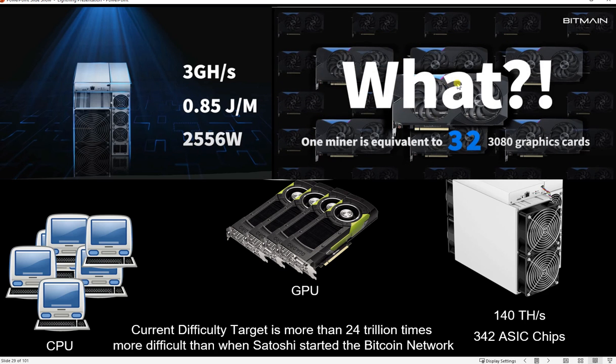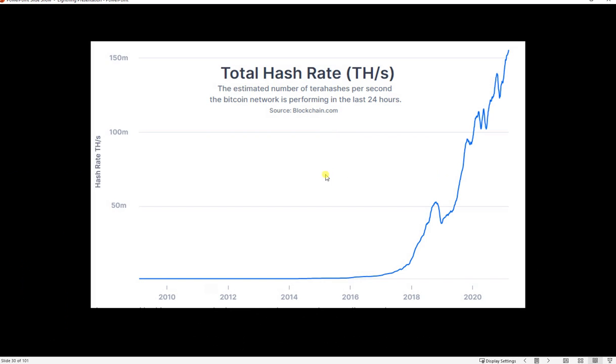But then they basically said that's compared to 32 3080 graphics cards. Now, a 3080 graphics card uses 320 watts. So 32 of those at 320 watts equals 10,240 watts. So you can see how this is 4 times more efficient than just using GPUs. I just thought I'd throw that out.